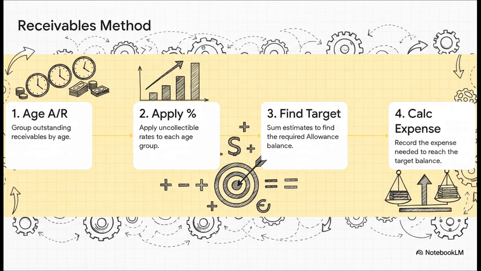Now, please pay very close attention to steps 3 and 4 because this is where most students make a mistake. The number you calculate is not the expense. I'll repeat that. It is not the expense. It is the target balance we want our allowance for doubtful accounts to have at the end of the period. The expense for the period is just the plug figure, the amount we need to get the allowance account from where it is now to that calculated target.